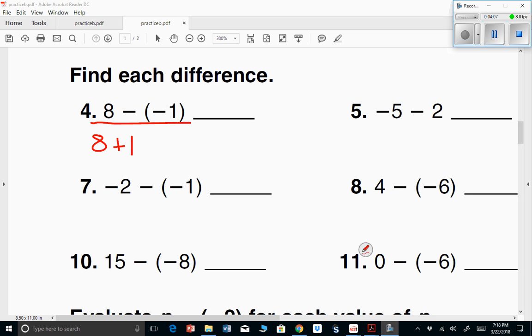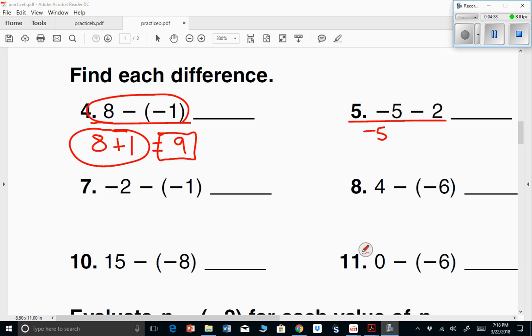So the idea here is that 8 minus -1 is the same thing as 8 plus 1. It will give you the same answer. And we know how to do 8 plus 1. That equals 9. So you take subtraction problems involving negatives and simply turn them into addition problems. So remember the process here for number 5. You copy the first number, -5. You change the minus to a plus. We were subtracting a +2 here, so here we're going to add a -2.